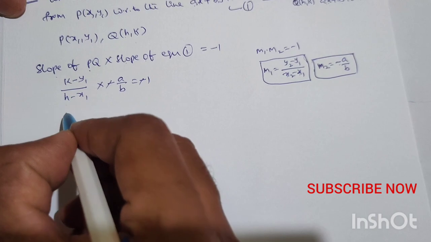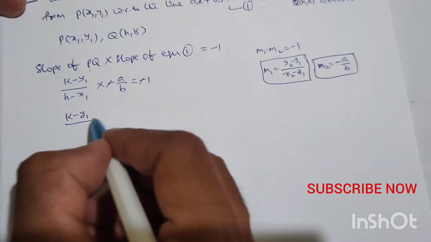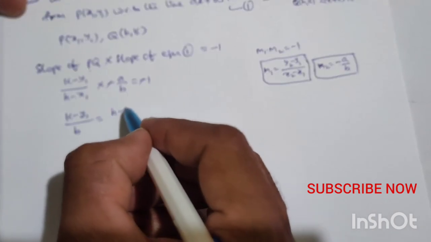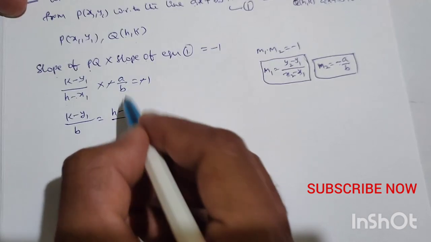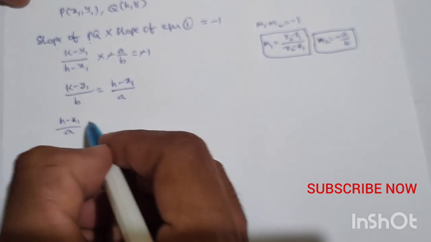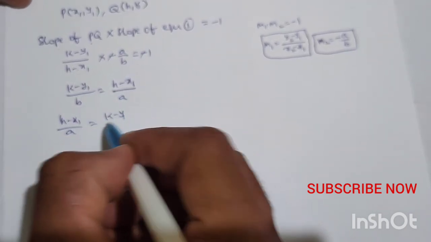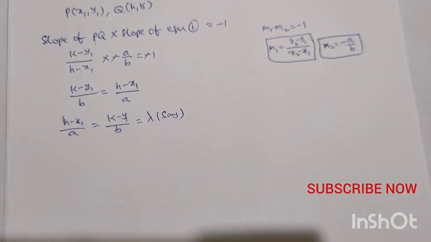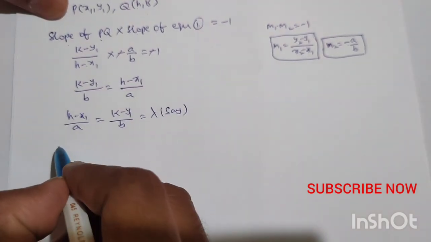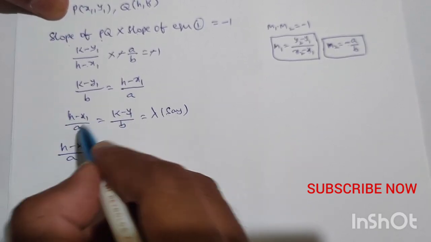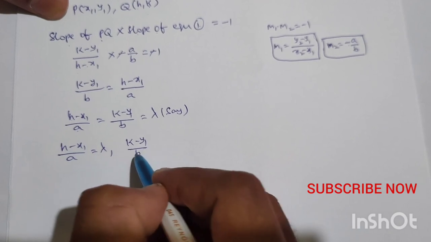Minus minus cancel. So (k minus y1) by b equals (h minus x1) into 1, that is (h minus x1) by a. Now write (h minus x1) by a equals (k minus y1) by b equals, say, lambda. So (h minus x1) by a equals lambda, and (k minus y1) by b equals lambda.